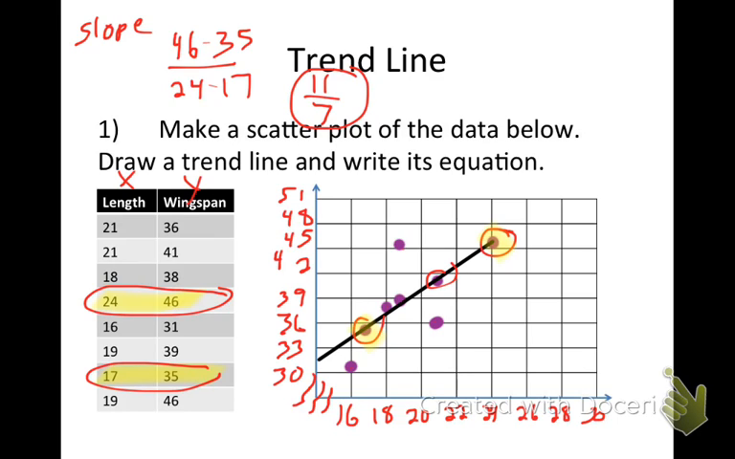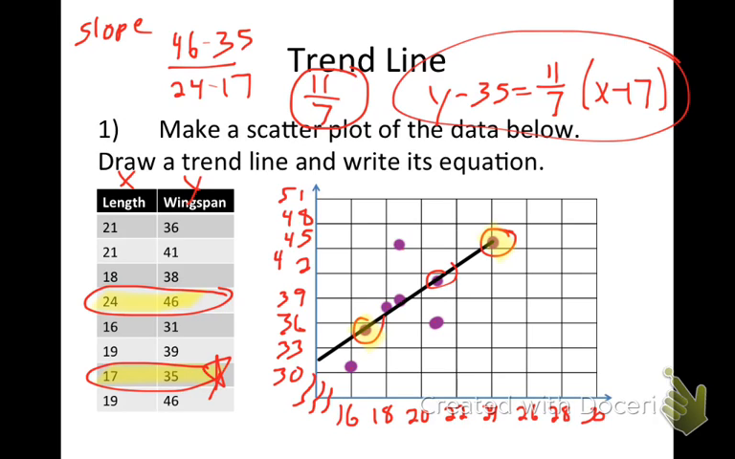Next, I want to write an equation now. What equation would I probably want to use? I want to use point slope. Why? Because I'm given a point and I'm given a slope. Does it matter which point I use? Nope, I can use any one of those. I'm going to choose 17, 35. So I'm going to write an equation: y minus 35 equals 11 over 7, parentheses, x minus 17. And there's my answer right there. So I'm making the scatter plot, and then I'm writing the equation based on that scatter plot. All right?